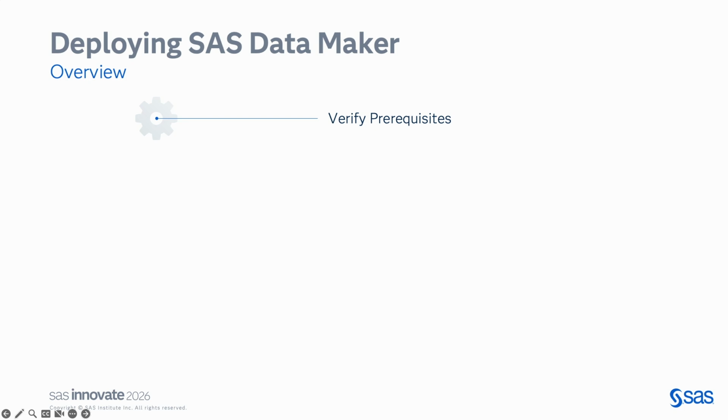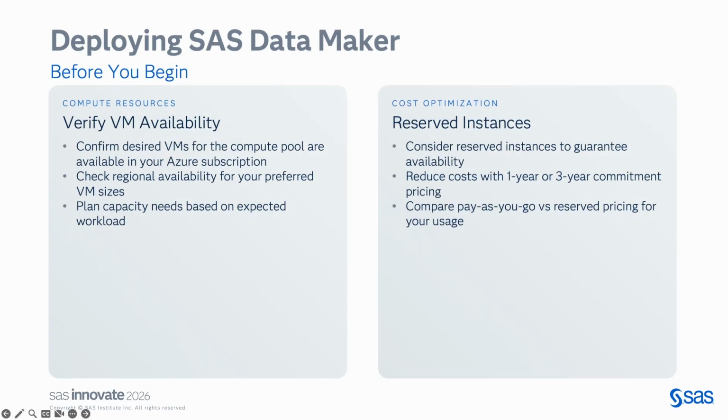Before you deploy SAS Data Maker, the first thing you want to do is verify any prerequisites you may need. The documentation goes over sizing recommendations for workloads, so the number of users you intend to have using SAS Data Maker, the size of the data that you want to be processing with Data Maker. So before you begin, you want to make sure that once you select your VM size, that it's available in your region and you have quota within your tenant and or subscription. This allows you to help plan that capacity based on your workloads.